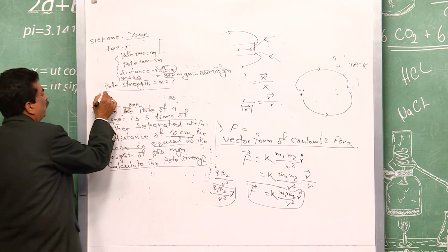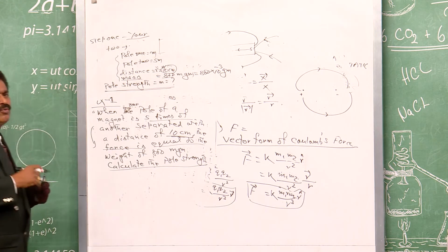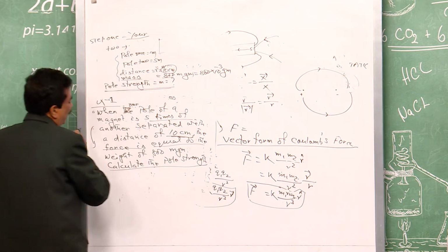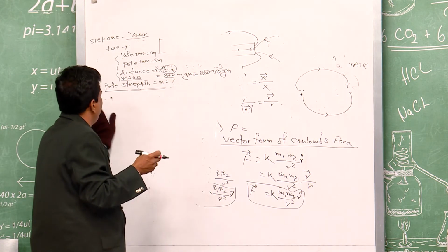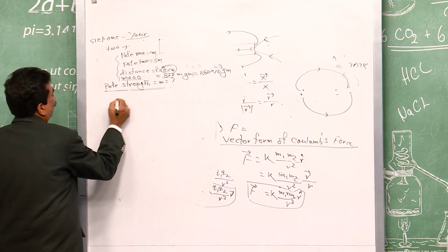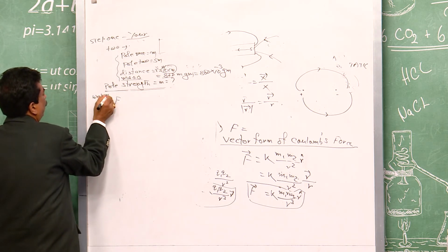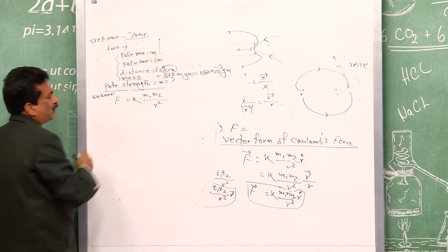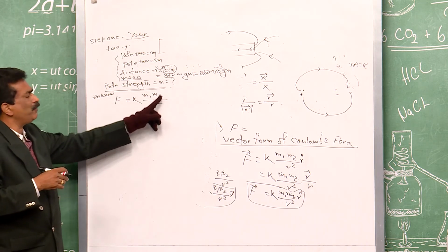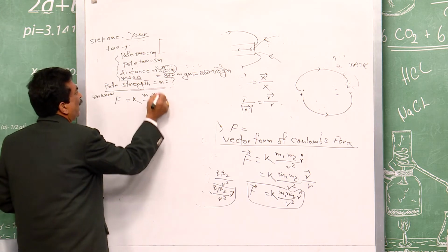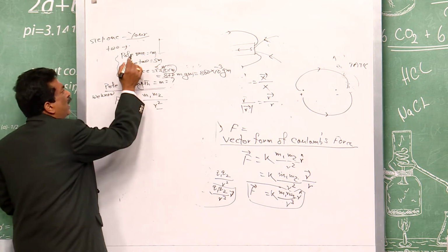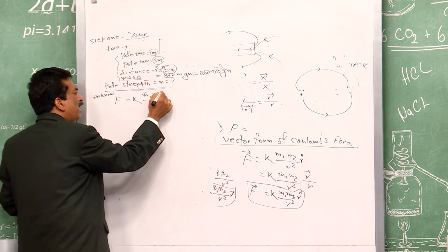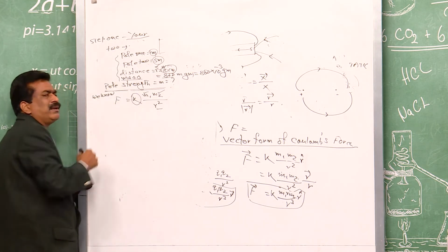Then to find the required data, we have to put in the formula. What is the formula? For the magnitude, the formula is F equals K M1 M2 by R square. You see what is provided: R is the distance provided. M1 M2: M1 means one pole, which we have taken as small m, and the other pole is 5 m. K is the proportionality constant.